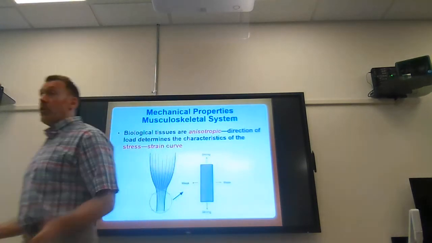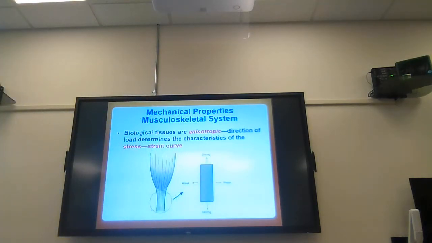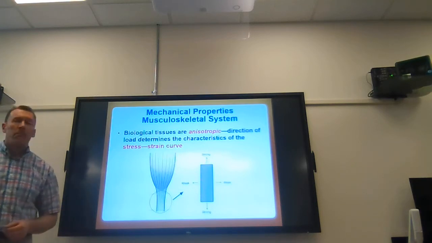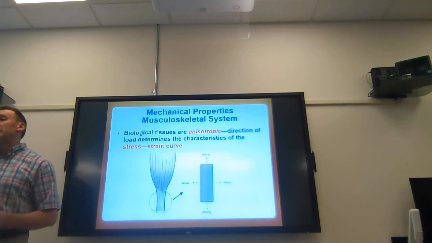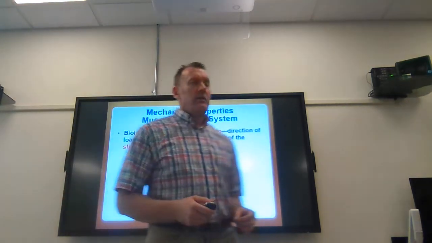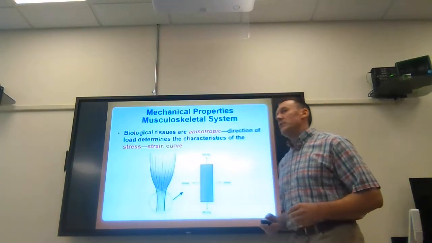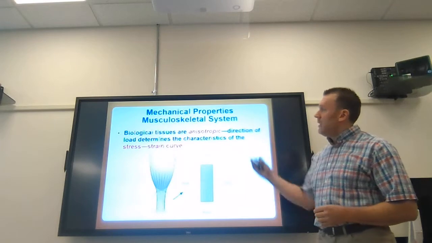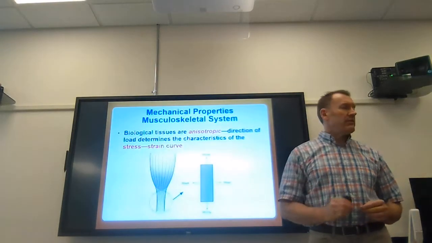So this is an important definition. This is one that I'll ask you on the final, so you want to key into this one. So anisotropic means that tissues have different characteristics in terms of their stress-strain relationship based on the direction of the force.